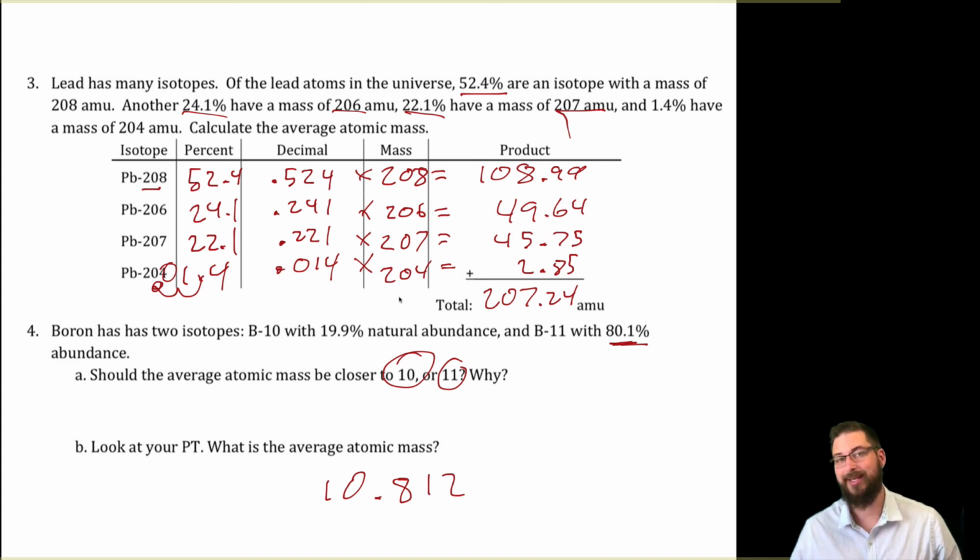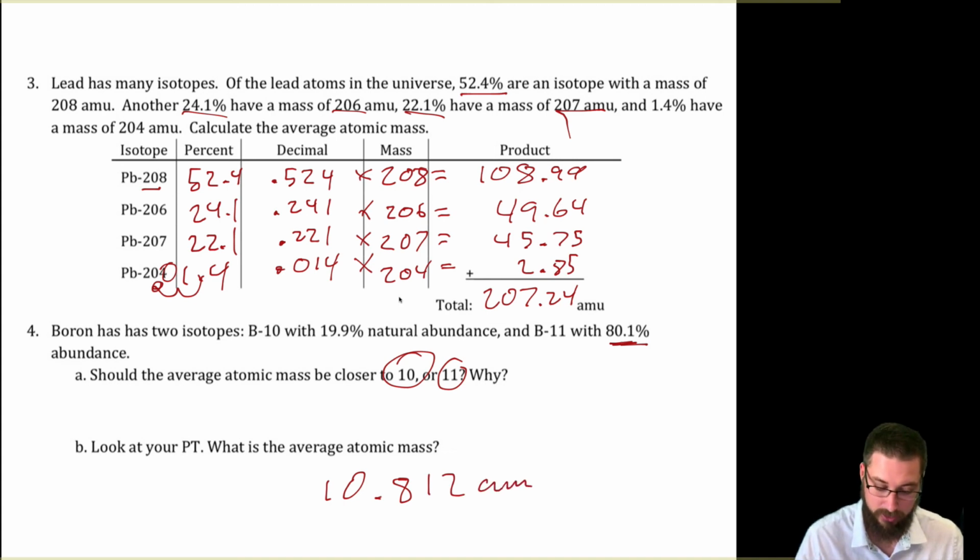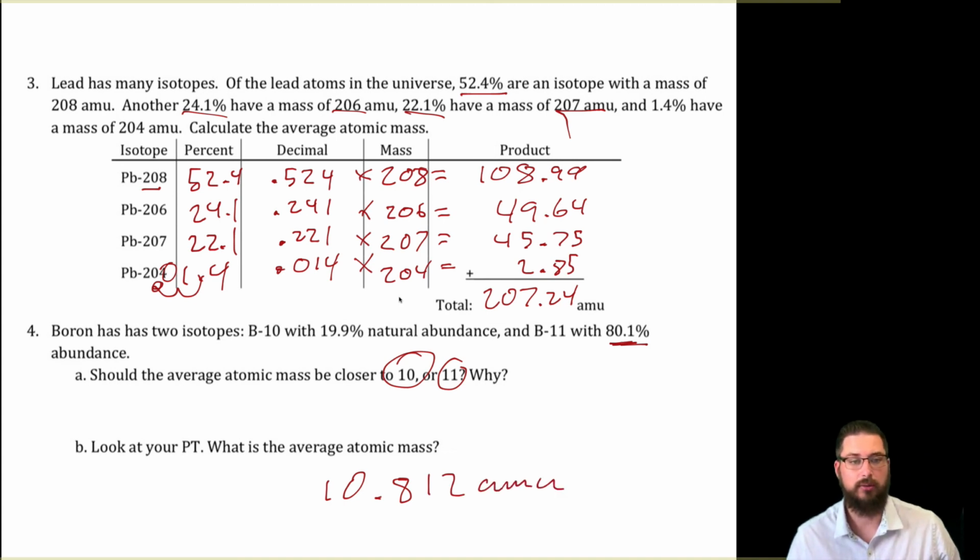All right, and that's it. That's for atomic mass units. Again, you take your mass, you multiply by the percentage in decimal form, and you add them together. The average should be closest to the most abundant, and it should be between the smallest and the largest. And that is it. That's all you need to know.